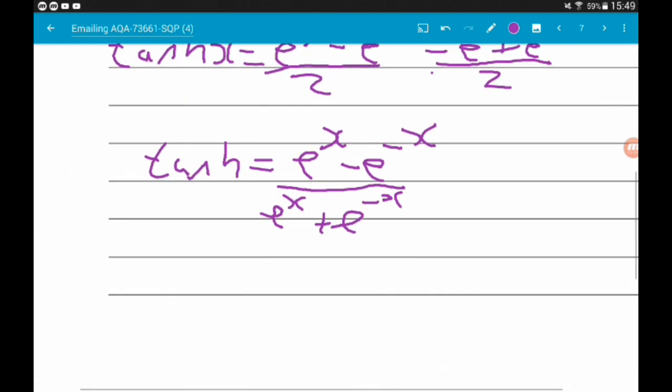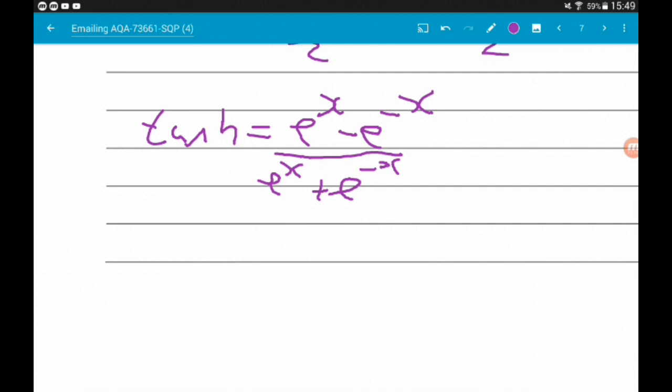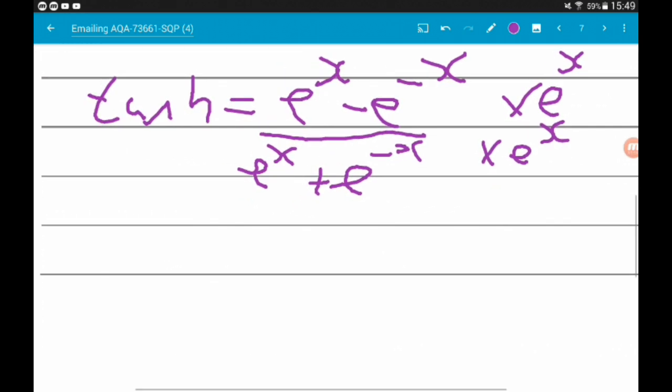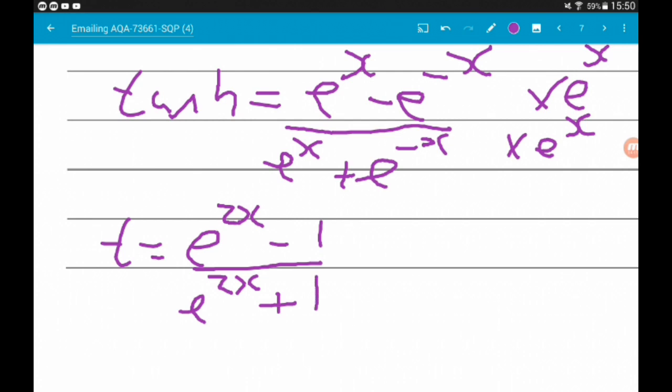Okay, so from here on out I'm going to call tanh t. So we don't like that we have two different types of exponential term on the top and bottom of this fraction. So what we're going to do here is multiply top and bottom by e to the x. What that's going to do is sort out the e to the minus x terms. So e to the x times e to the minus x is just 1. E to the x times e to the x is e to the 2x. So here then we can say t is e to the 2x minus 1 over e to the 2x plus 1.